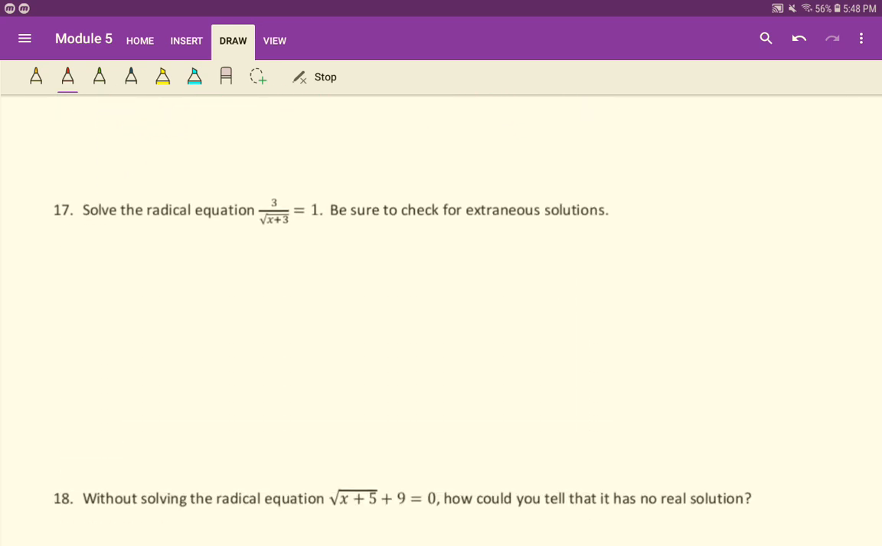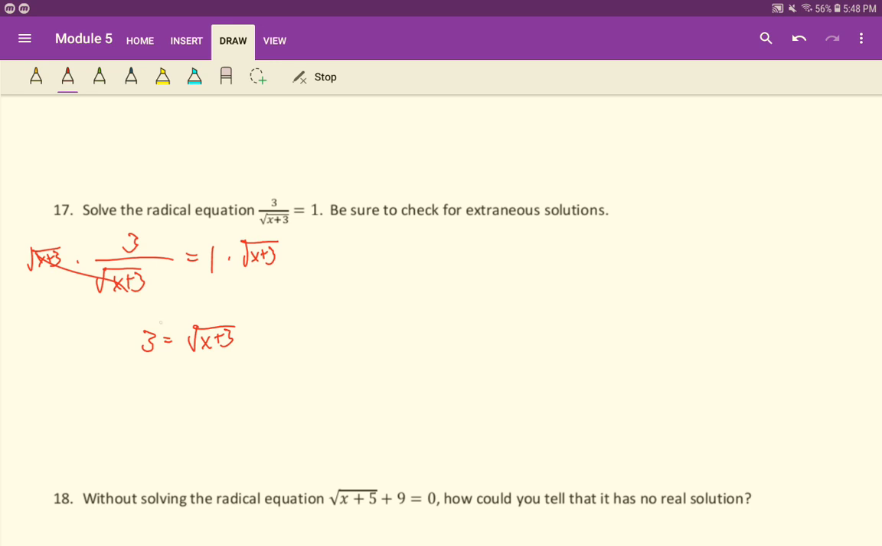Okay. 17 asks us to solve the radical equation that you see right there. Be sure to check for extraneous solutions. Now in this case, our radical is in the denominator. So let's try and get it out of there. What can I do to both sides to get that radical expression out of the denominator? Well, if we're dividing by this quantity, let's go ahead and multiply both sides by root x plus 3. Okay, those cancel. We're left with 3. And then 1 times root x plus 3 is just root x plus 3. Now what? Try and solve it from here.